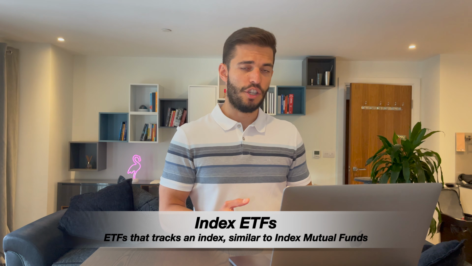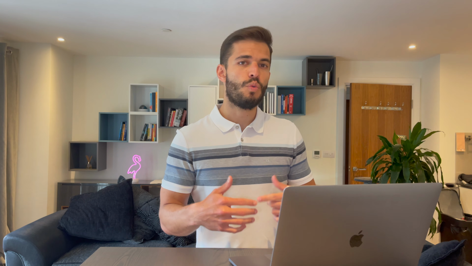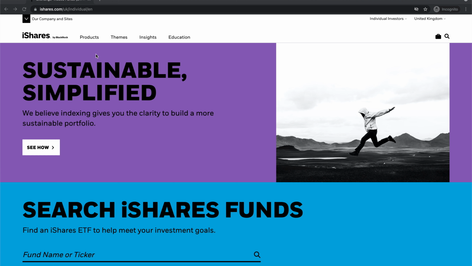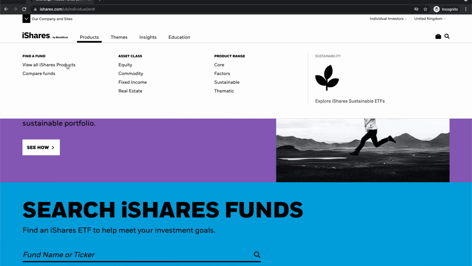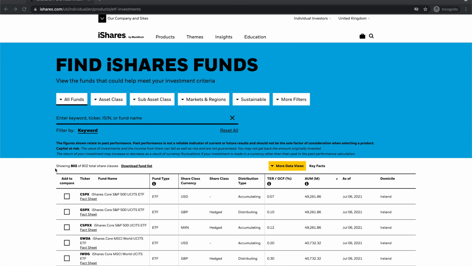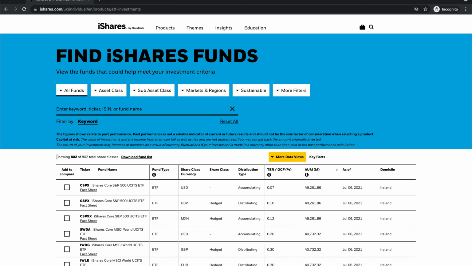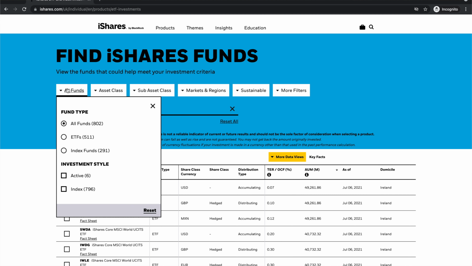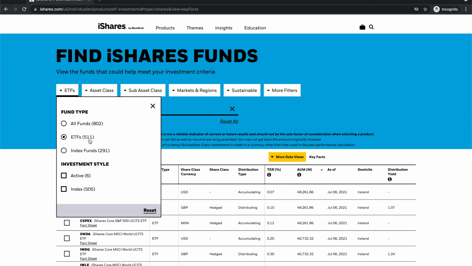Let's take a look at iShares, owned by BlackRock, which is one of the largest providers of ETFs. We are on the iShares website. Let's click on products and view all iShares products. As you can see, iShares has over 800 funds available, so let's apply some filters. We want to look at ETFs, and in terms of investment style, I'm interested only in index ETFs, so we'll select that.